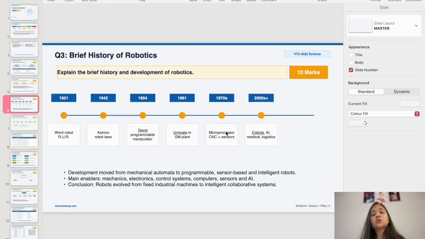So this is very important. Here you have to tell the history: how the word robot was introduced, and over the years how it impacted and developed. That is what you have to answer to this question. The important point here is that robotics developed from simple mechanical machines to intelligent sensor based systems. You can remember this flow so that it will be easy for you to write in sentences in your exam.